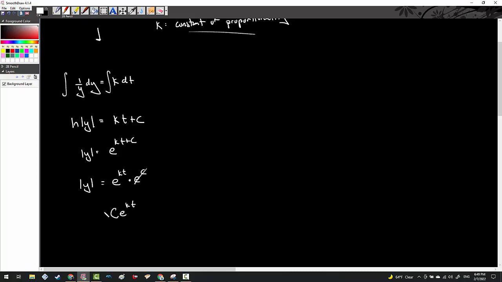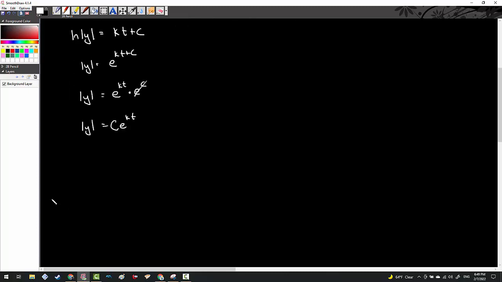Now, sometimes people tend to use different letters for this. I tend to use c the whole time. It's just kind of a different style. And now I've got the absolute value of y equaling c e to the kt, and we know that that would be plus or minus c, but everything gets resolved as long as we keep c the constant that it's supposed to be.